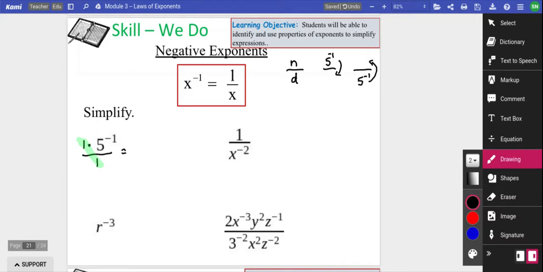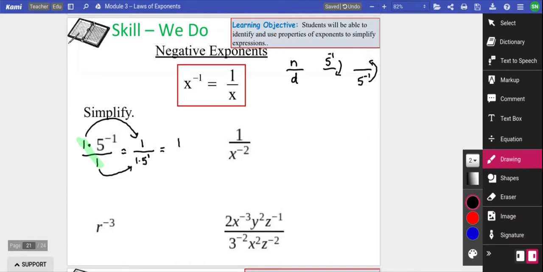Going back to our problem, we have 5 to the negative first. That's in the numerator, so I will move it to the bottom, which is the denominator. So 5. When you move it down, the exponent becomes positive, so I'll put 5 to the first power. Now this one right here, I will move over at the top, and this one I will move over at the bottom. Now let's simplify it some more.